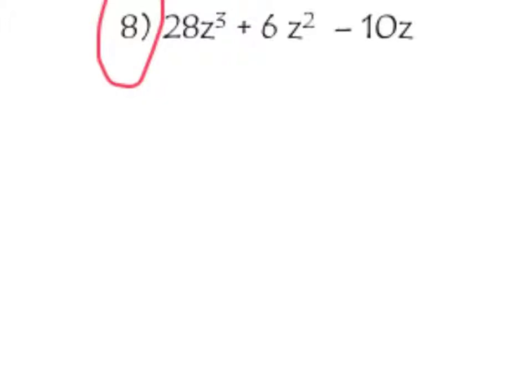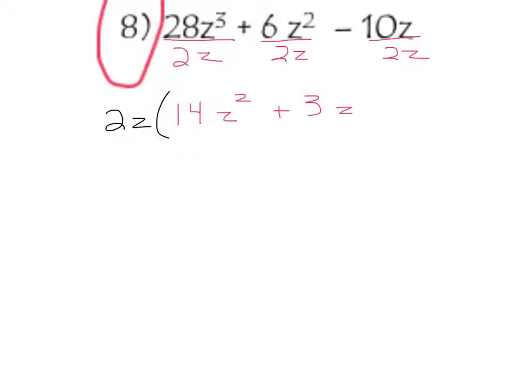The next problem we're going to look at is number 8. And so in number 8, our first question is there a common factor? And we see that everything has a 2 as a common factor. It also has a z. So 2z is a common factor. And then when we divide everything by 2z, we get 14z squared plus 3z minus 5.